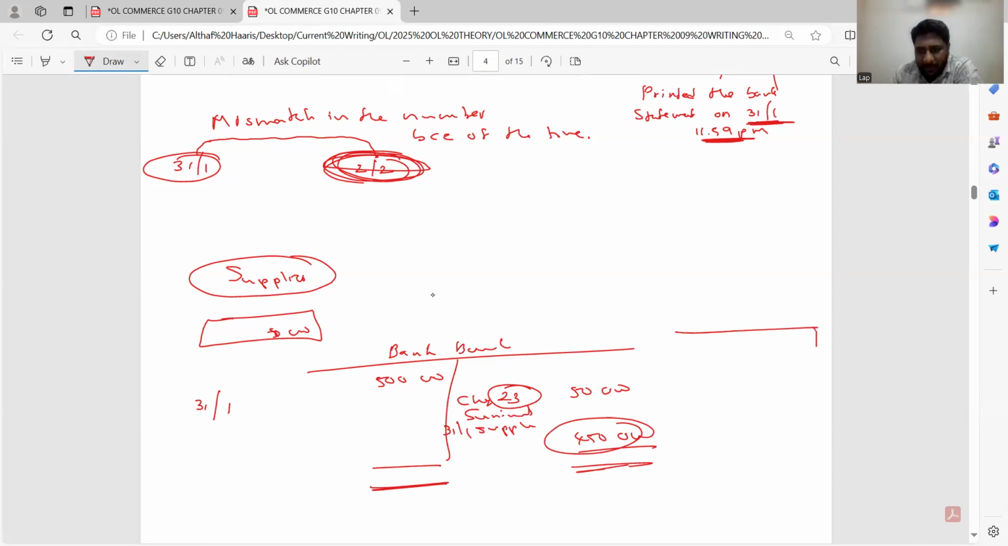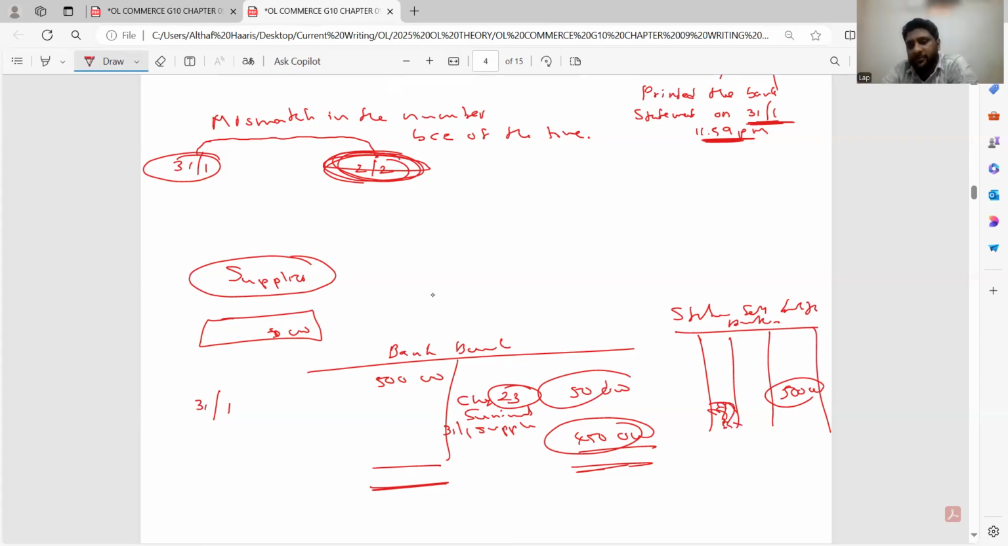Now I am getting the bank statement sent by the bank. So there was a balance of 500,000. When I am searching for check 23, check 23 is missing. Check 23 is not yet deducted from my account.